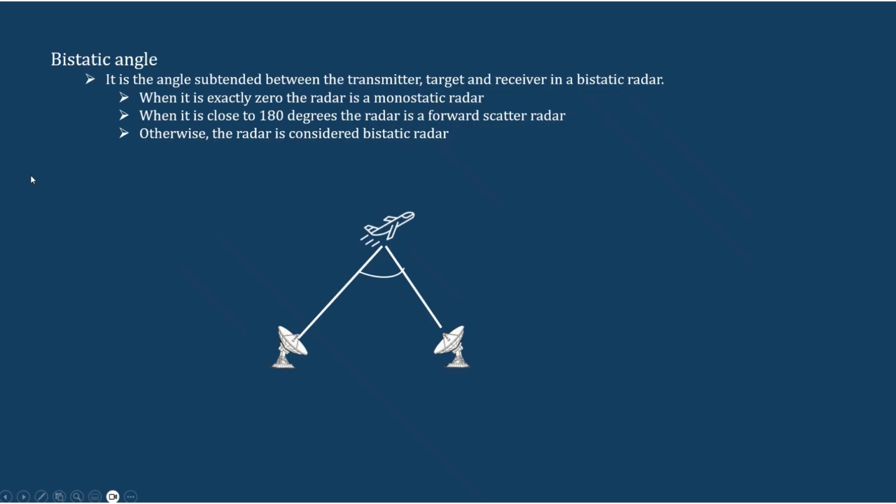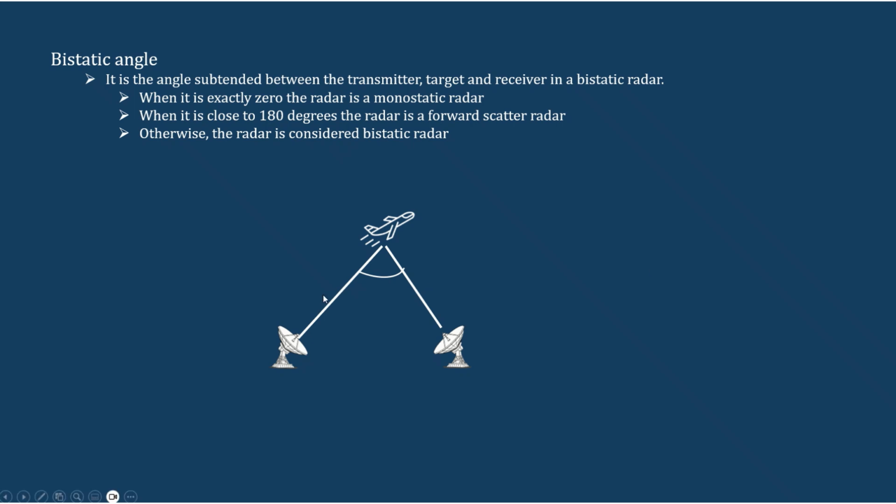So let's see one of the important factors known as the bistatic angle. This is the angle subtended between the transmitter, target and the receiver in the bistatic radar configuration. So this angle is known as the bistatic angle. When this angle is zero, that means both the transmitter and the receiver are at the same position. That means we are using the same antenna for transmission and reception. We can call it the monostatic radar.